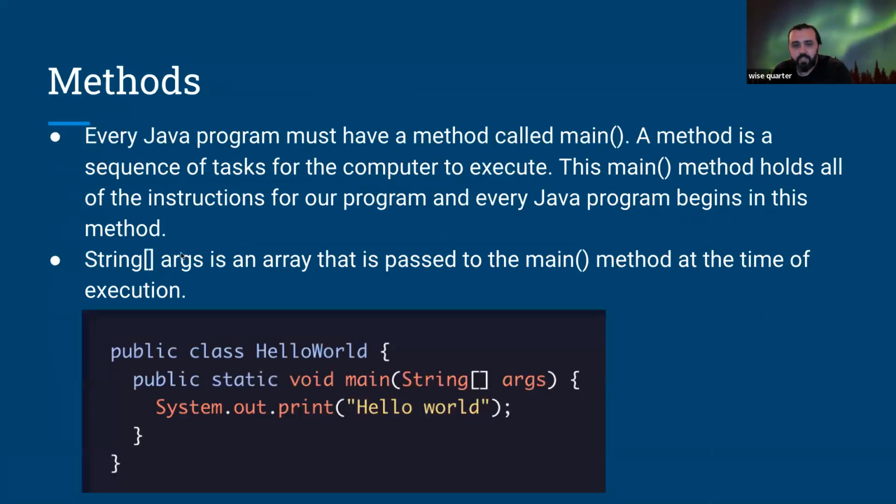Okay. So here, for example, this is one example of the method. Actually, this is the method. Every Java program must have a method called the main method. So this is the runner of Java, any Java project that you will have. Anything that you want to run has to go through the main method. A method is a sequence of tasks for the computer to execute. So whatever code you write, the computer goes through line by line and executes those. And it executes the code in chunks of methods.